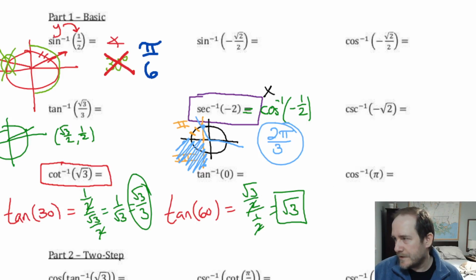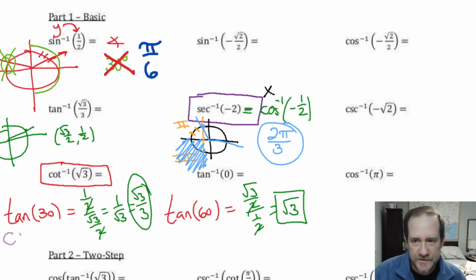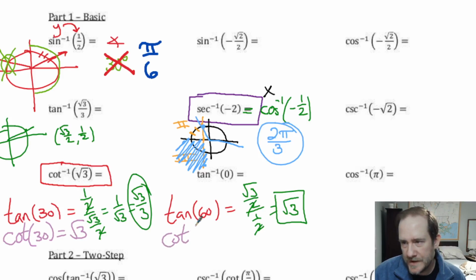But hopefully from there you guys know that, of course, for cotangent, it's exactly the reverse. The cotangent of 30 is the root 3. And the cotangent of 60 is the root 3 over 3.